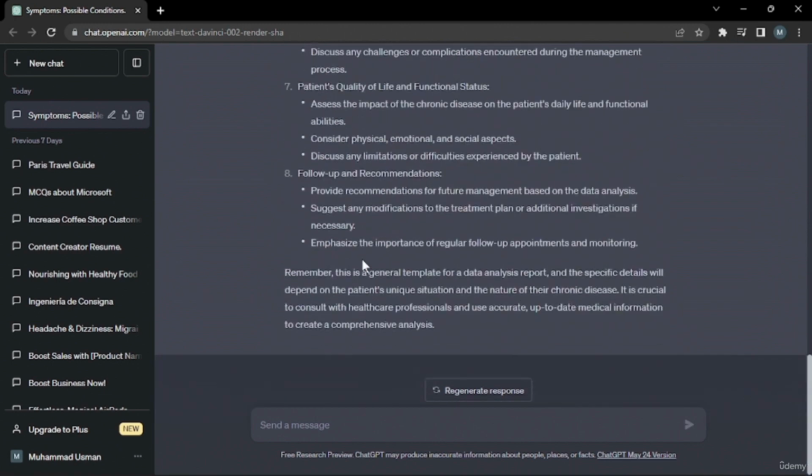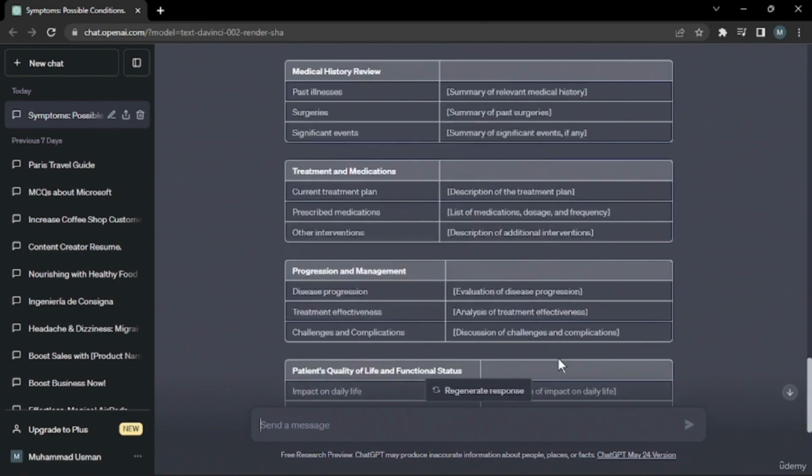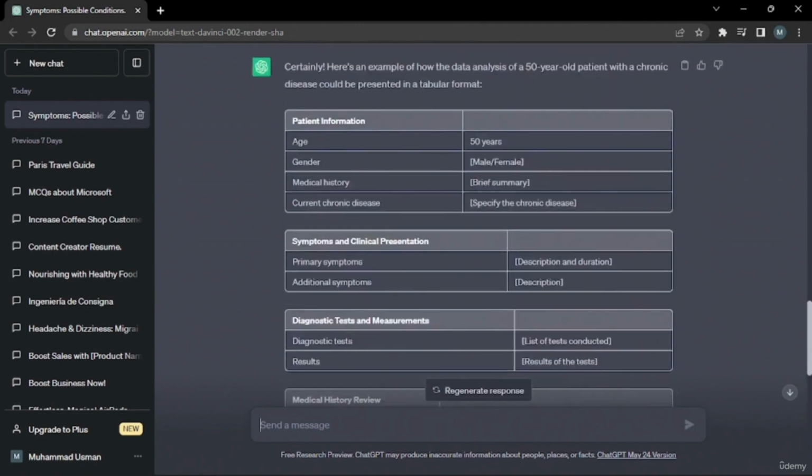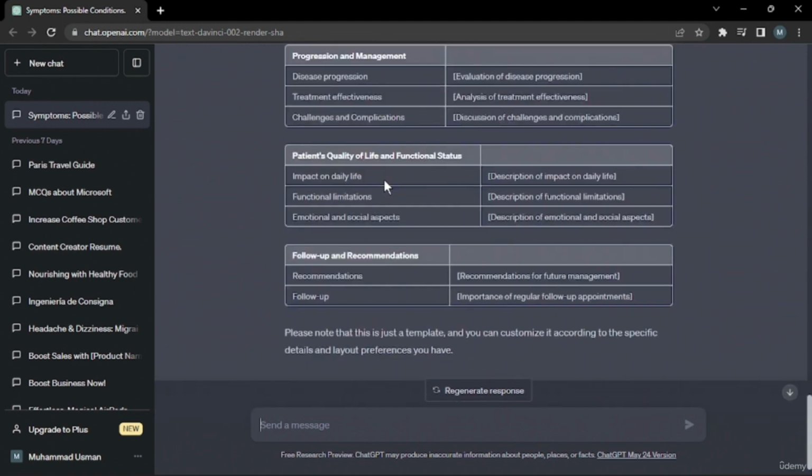If you want, you can make it a little bit cleaner by using one of our previous types of prompting, which was tabular. So I'm going to prompt here: provide this whole data to me in tabular format. Let's see how it provides it now. Alright, now you can see it's looking a lot cleaner, and every heading is now in its separate table, so it is very easy for us to understand and read. You can play with that as much as you want based on your necessity or requirement.